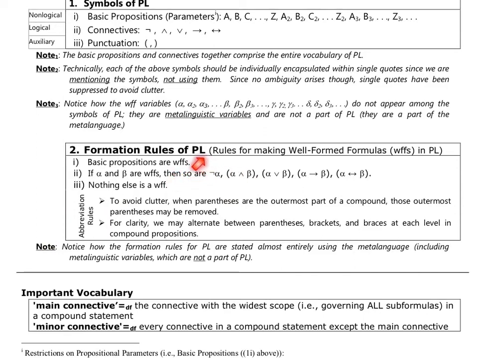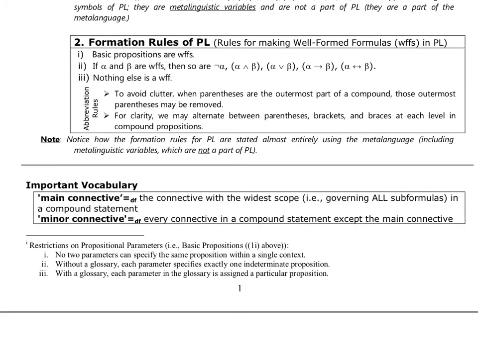Don't forget to read on your own. There's a footnote to this handout here about basic propositions, about parameters and what parameters are kind of doing. You should read that. And there's another footnote somewhere else. No, there's no other footnote in this handout. But there is one last bit of vocabulary that we need to talk about real quick.